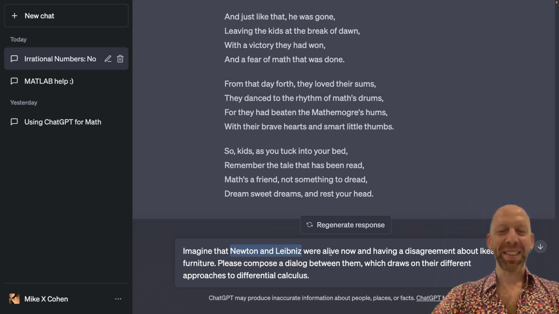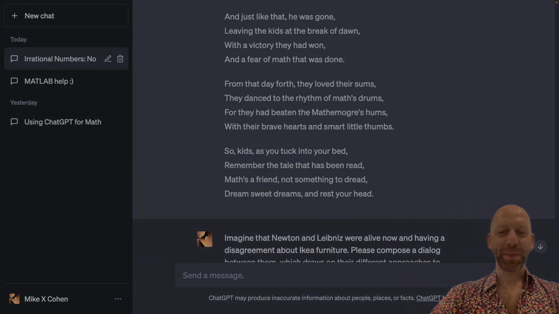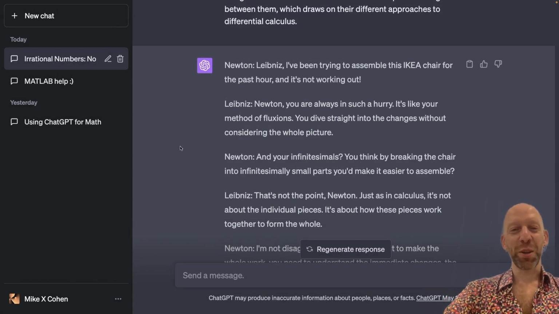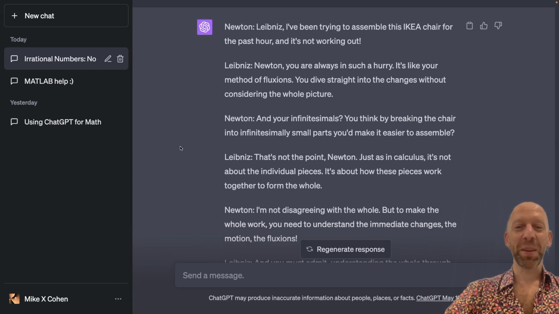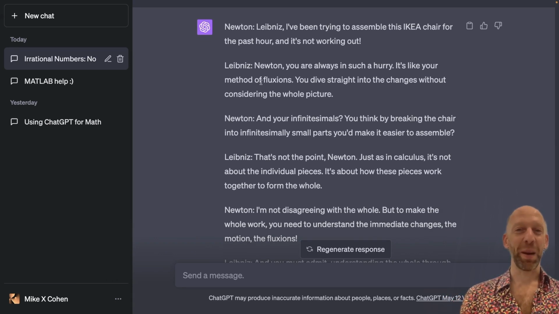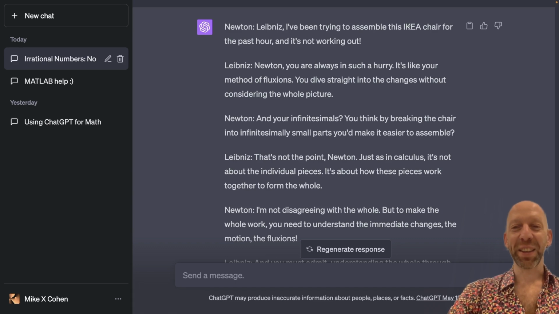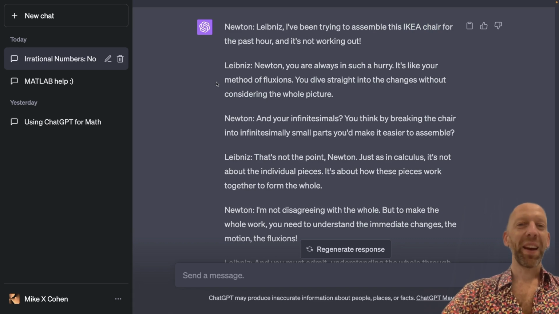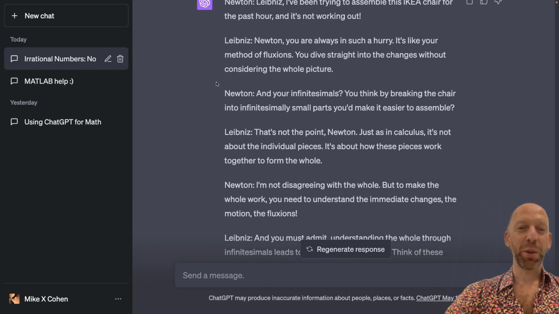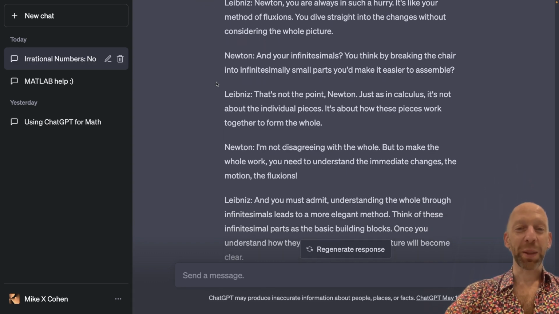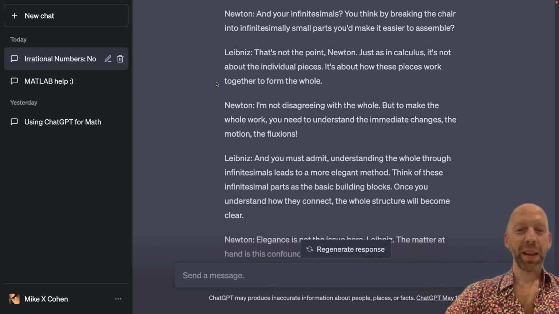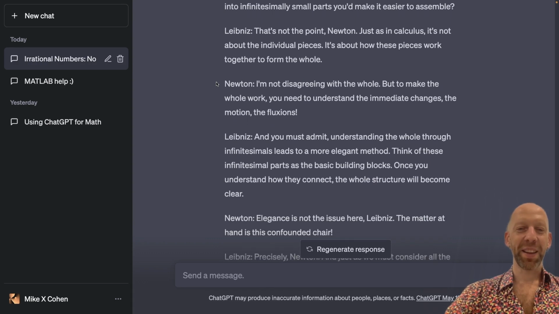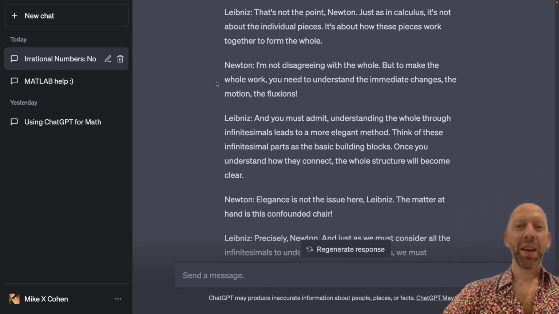And now let's imagine them having a disagreement about IKEA furniture. Let's see what we get. So this was really enjoyable to read. There's the dialogue between Newton and Leibniz, and they're disagreeing about how to put together an IKEA chair. But the disagreement is really about their different approaches to understanding differential calculus. It's really great. I'm going to scroll through it, so you can pause if you would like to read this dialogue. And in the end, I think that ChatGPT wants to have some nice conclusions.